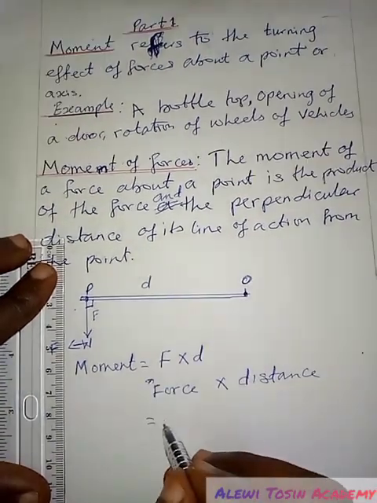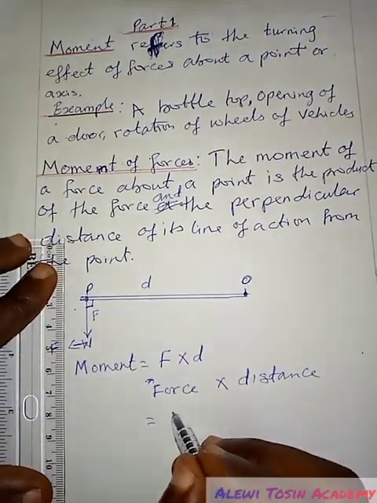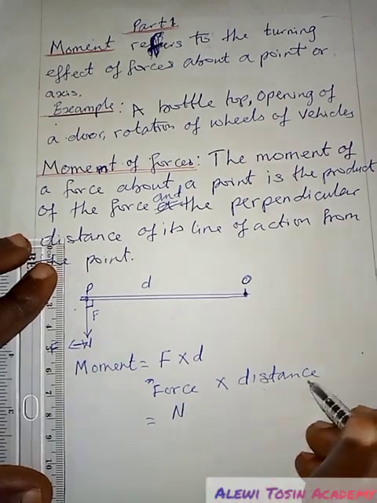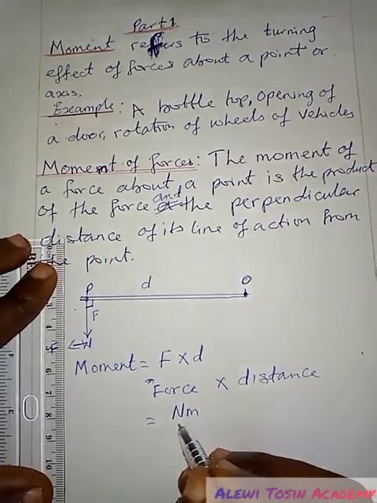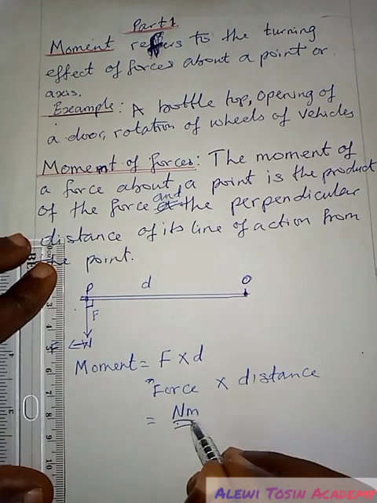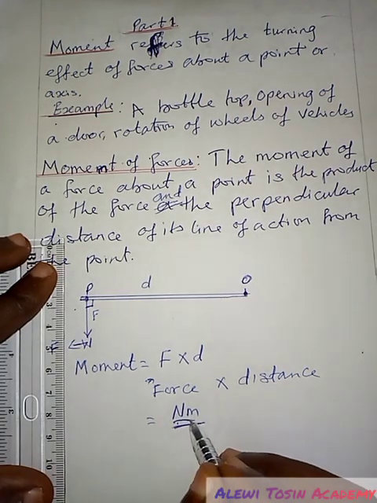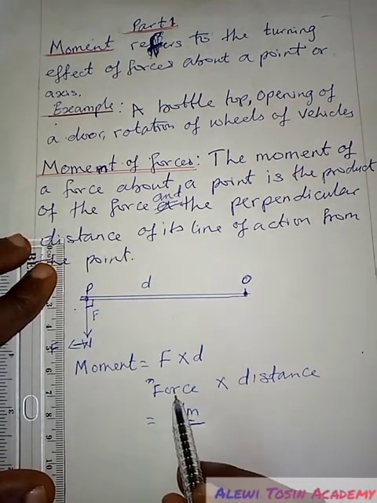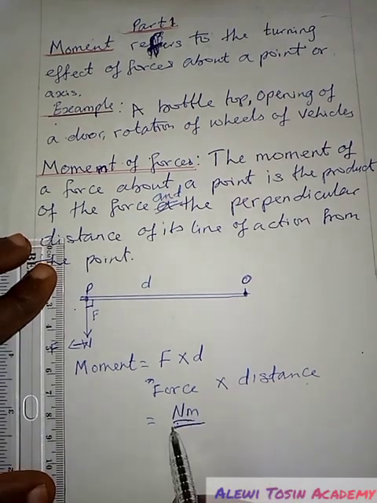Now, force is measured in Newton and distance is measured in meters. So the unit for calculating moment is Newton meter. So moment is force times distance, and distance is measured in meters, so moment is in Newton meters.